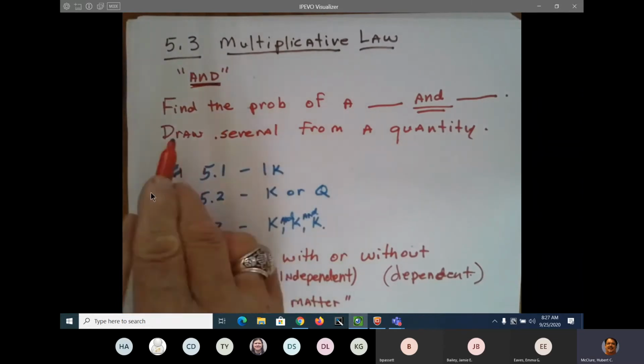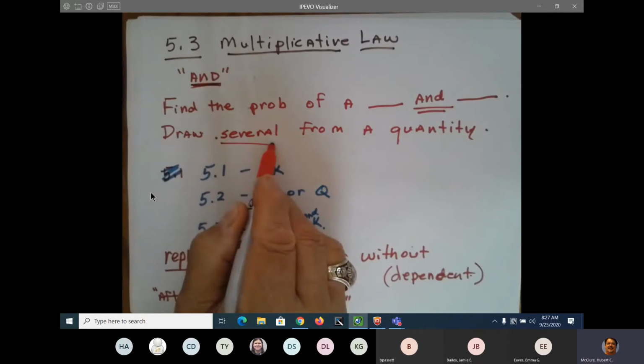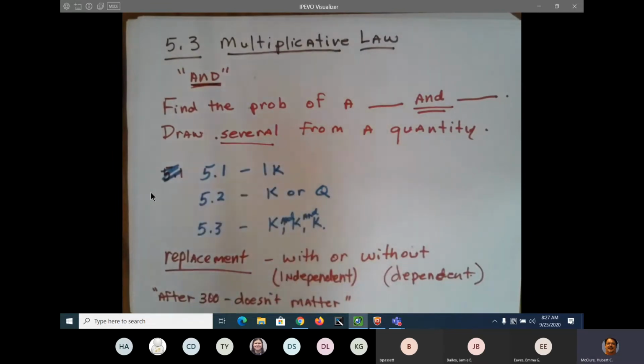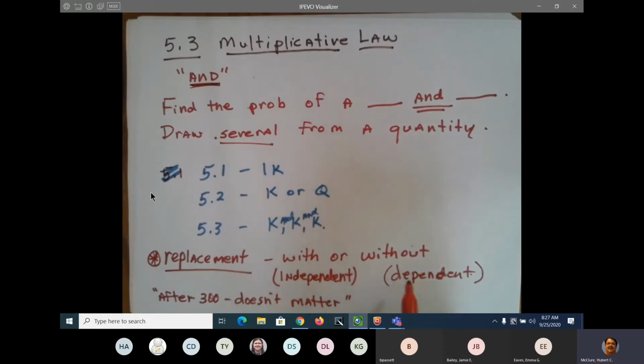Also if it says several from a quantity, like a golf ball or marble or 3 kings out of a deck of cards. You know, you're picking several out of a unit or a quantity. The key word for the multiplicative law is replacement. The question will tell you with or without replacement. They may also say independent or dependent. You got to know which one's which.